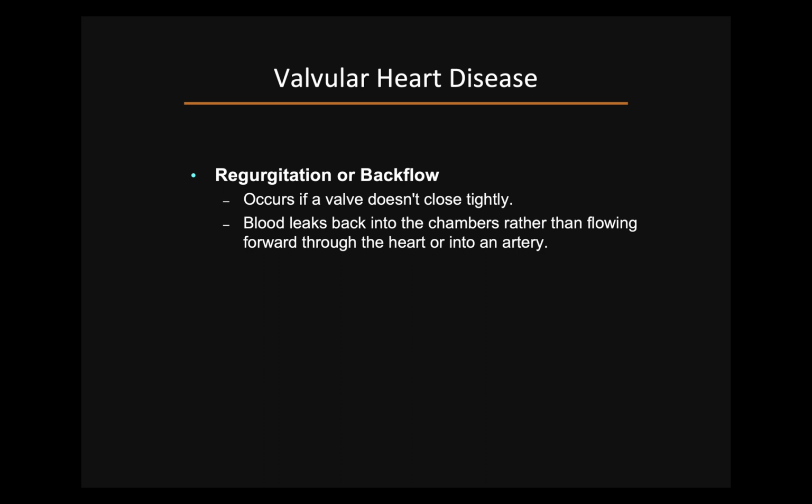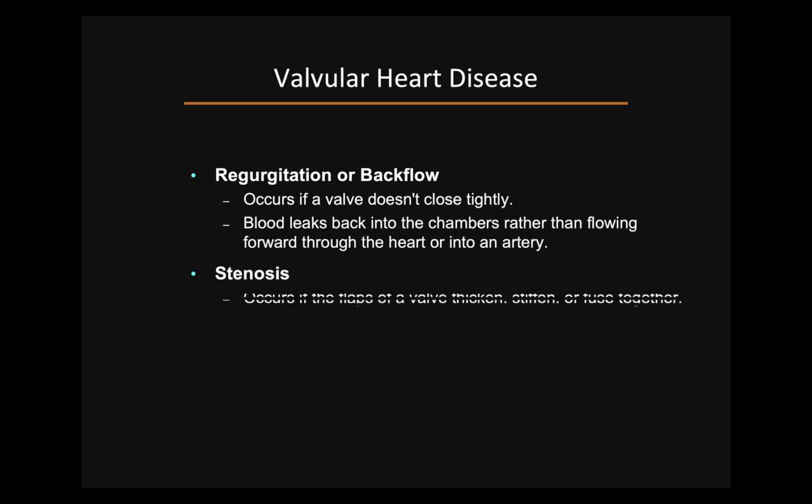So now when the left ventricle starts to squeeze or contract during systole, that contraction is creating pressure inside the ventricle. That pressure is causing the blood to push up on the mitral valve. Since the valve doesn't close tightly, instead of all the blood going through the aorta, some of it is going to go back into the left atrium of the heart. And this is what we call regurgitation or backflow.